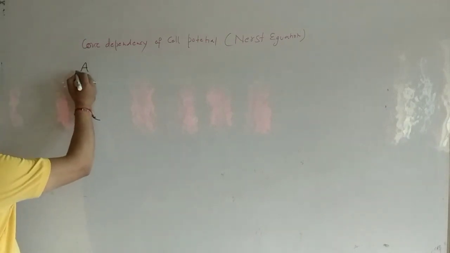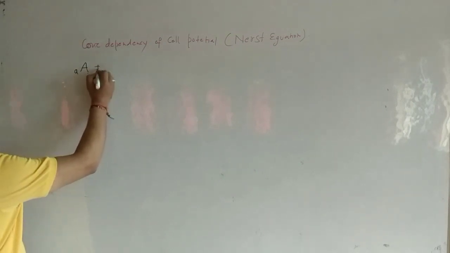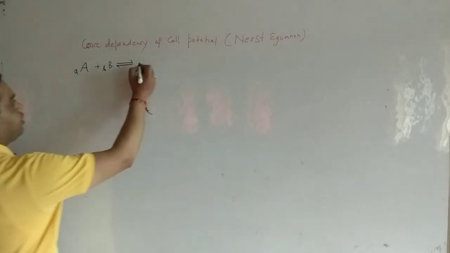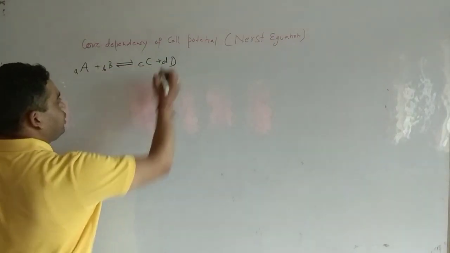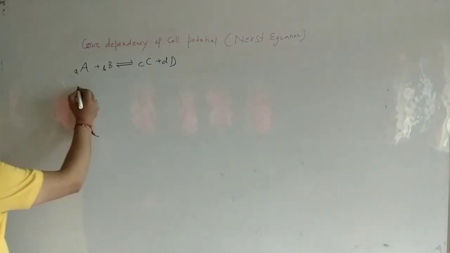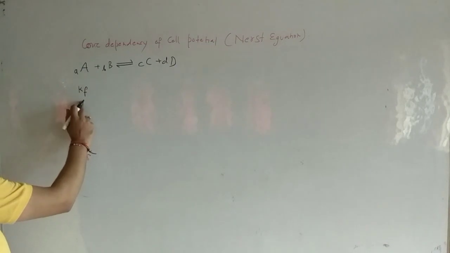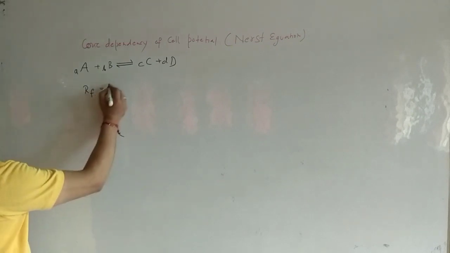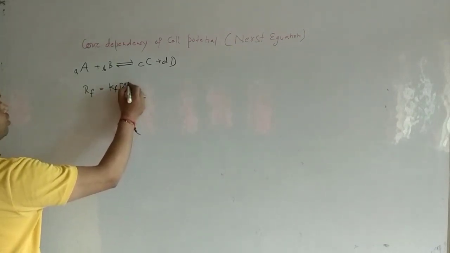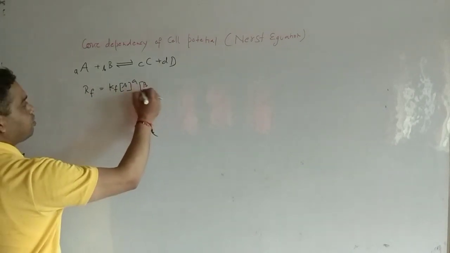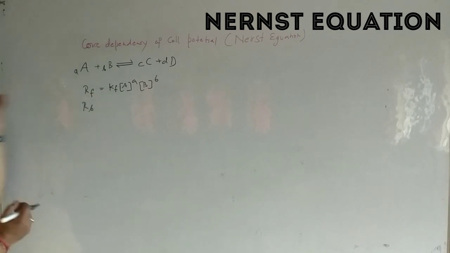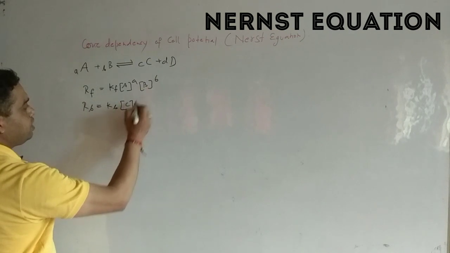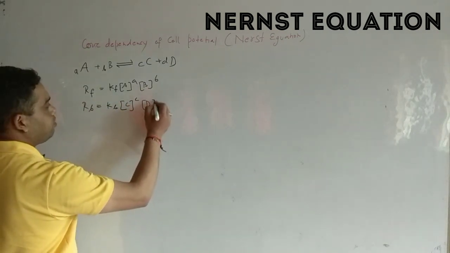Say for example, if you have species a moles of A, similarly b moles of B, and they are reversibly reacting to form c moles of C plus d moles of D. In this way you can write it. So if you very quickly calculate the rate constant for the forward reaction, you can check in this way. Rate of the forward reaction would be equal to Kf concentration of A to the power of a, concentration of B to the power of b. The rate of the backward reaction, which is going in the backward direction, would be equal to Kb concentration of C to the power of c, concentration of D to the power of d.